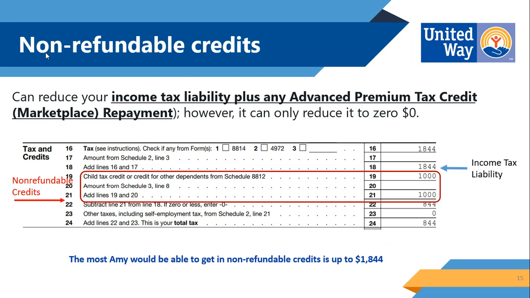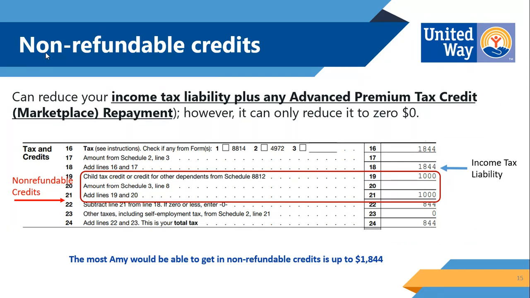So the last return we just looked at for Miss Amy Yeager, the very top section, 16 through 24, is the taxes and what's called non-refundable credits. So her tax was $1,844. That was her income tax liability. She received $1,000 in credits. Those type of credits that you see on the top of page 2, those are called non-refundable credits. All they can do is pay any income tax liability that you have. It can also cover not only income tax liability, but marketplace repayment. So whatever's on line 18, that's all it can cover.